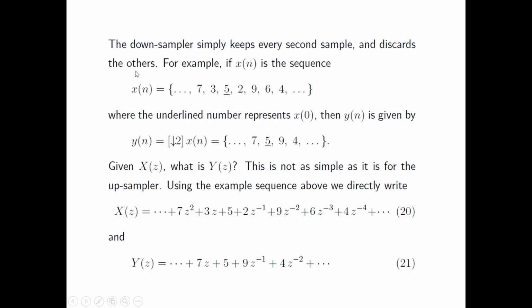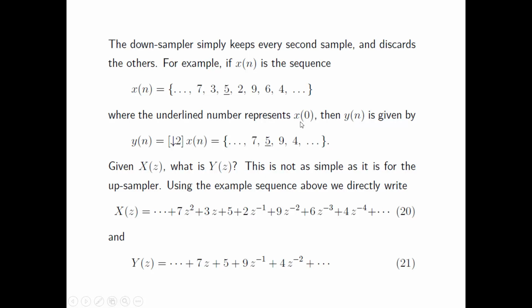Now the downsampler simply keeps every second sample and discards the others. So in downsampling we have to actually reduce the sampling rate. Since we are downsampling by a factor of 2 in this example, we will discard one sample between every two samples. For example, between 7 and 5 we will discard this 3. Between 5 and 9 we will discard this 2. So that's what is said here: y[n], downsampling by 2 of x[n], is given by 7, 5, 9. One sample is discarded after every next sample.